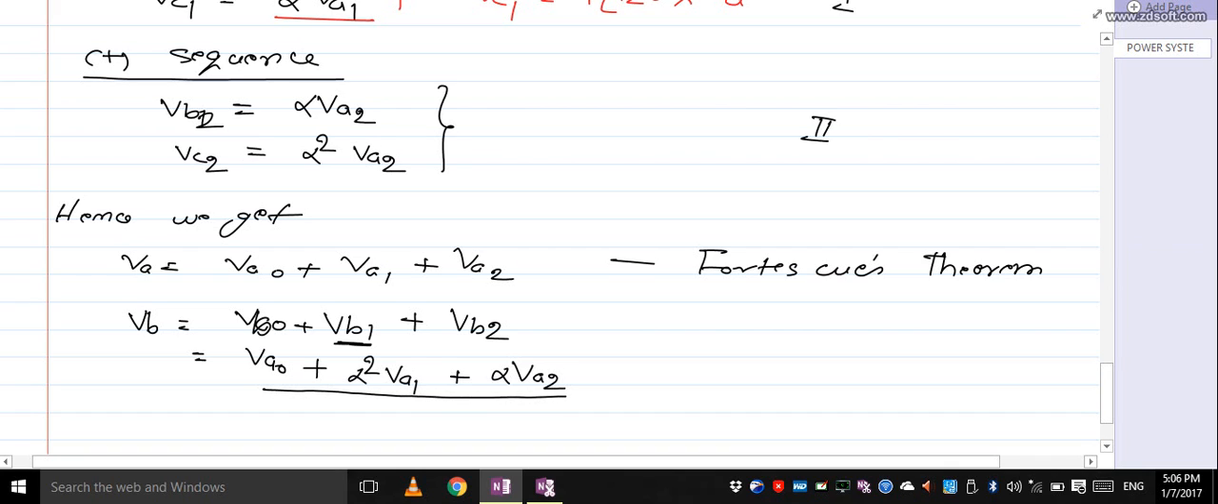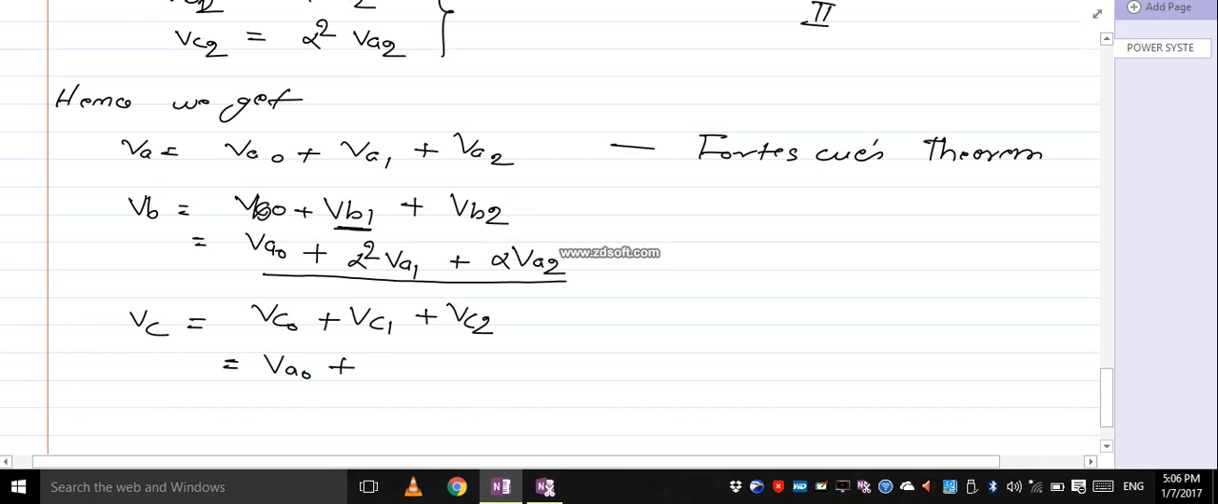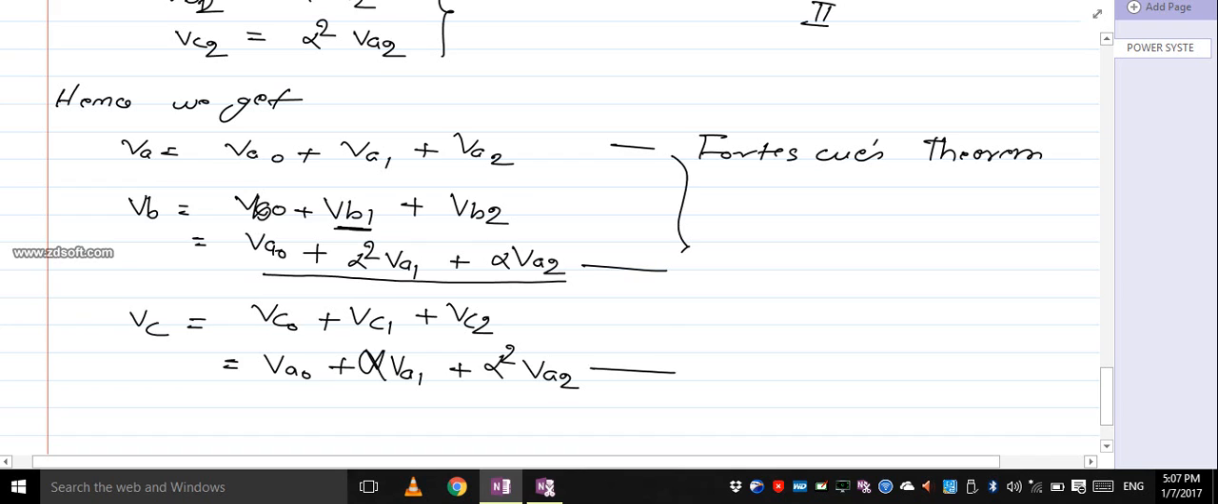Likewise for phasor VC we have VC0 plus VC1 plus VC2, and this is nothing but VA0 plus alpha VA1 plus alpha square VA2. So this is equation 3.